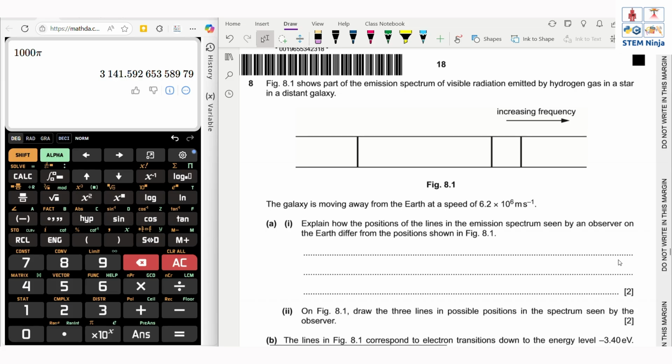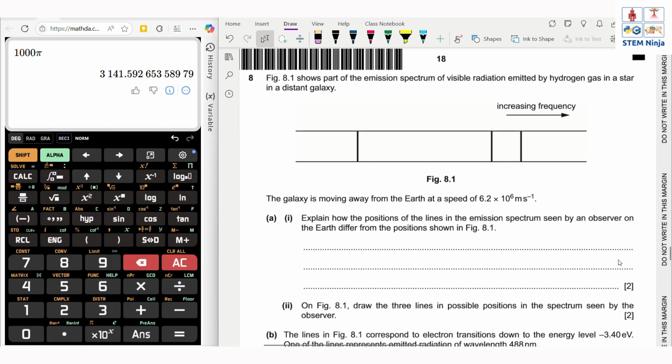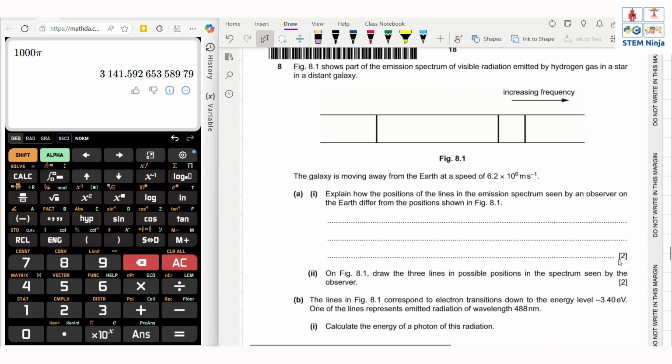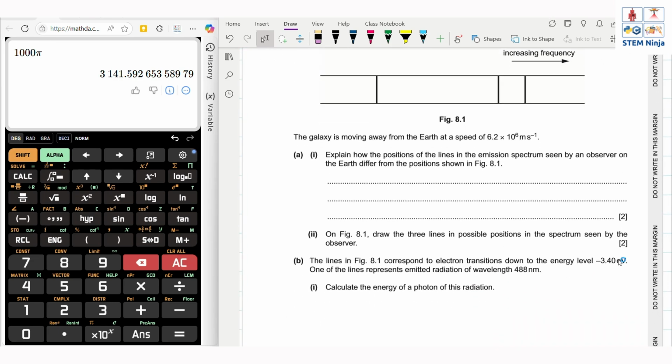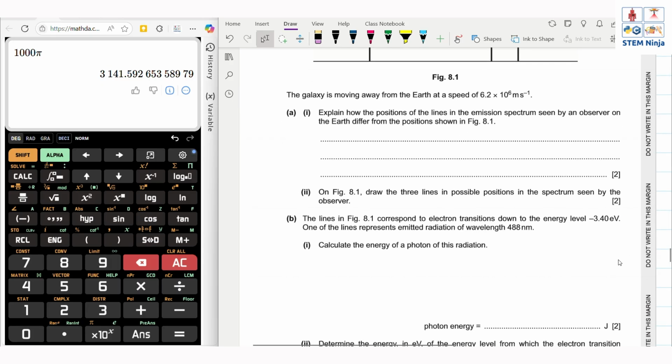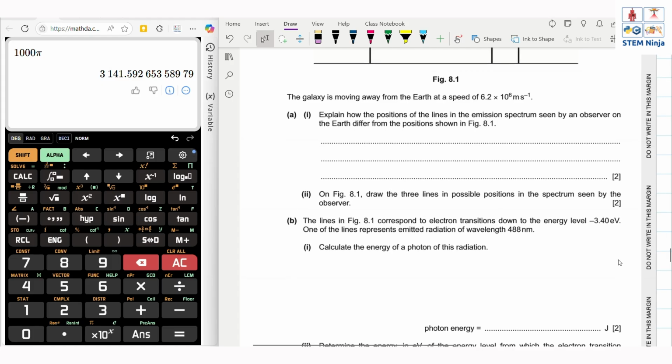Figure 8.1 shows the part of the emission spectrum of the visible radiation emitted by hydrogen gas in a star in a different galaxy. The galaxy is moving away from Earth at a speed of 6.2 times 10 raised to power 6. Explain how the positions of the lines in the emission spectrum seen by an observer on the Earth differ from the positions shown in 8.1. So basically, this is due to the Doppler effect, or more specifically, the redshift. So we can explain it in that fashion.